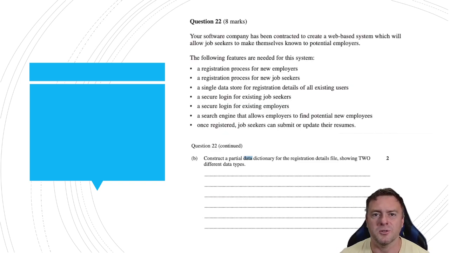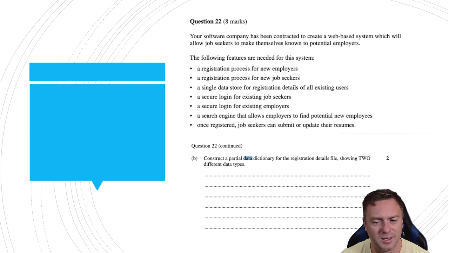Question 22. Your software company has been contracted to create a web-based system which will allow job seekers to make themselves known to potential employers. The following features are needed for this system: a registration process for new employers, a registration process for new job seekers, a single data store for registration details of all existing users, a secure login for existing job seekers, a secure login for existing employers, a search engine that allows employers to find potential new employees, and then once registered, job seekers can submit or update their resumes.